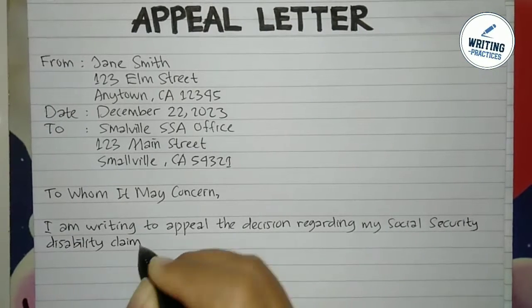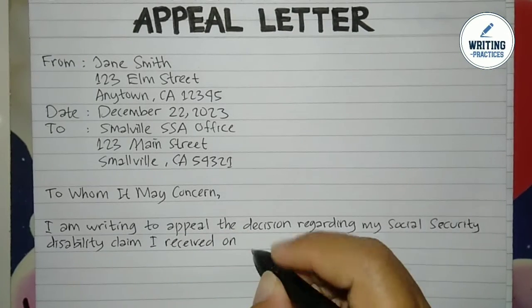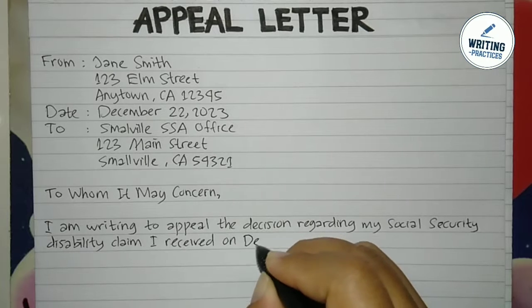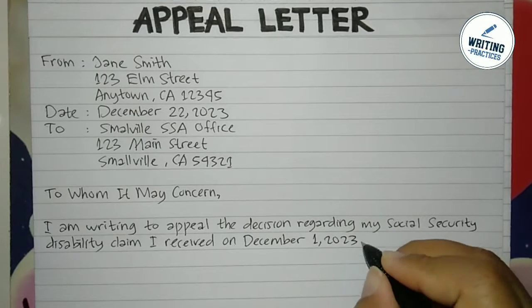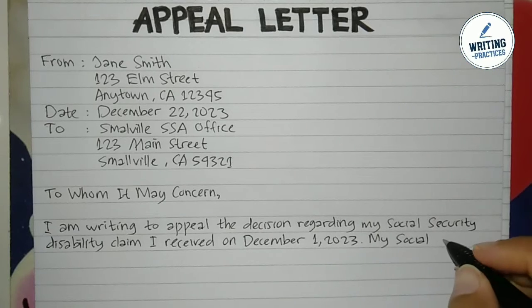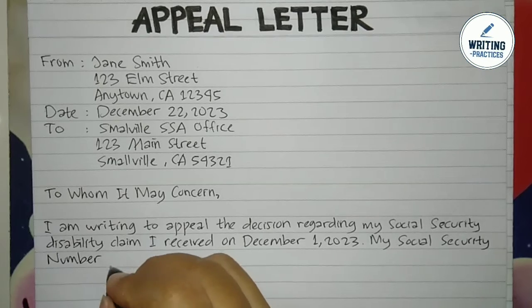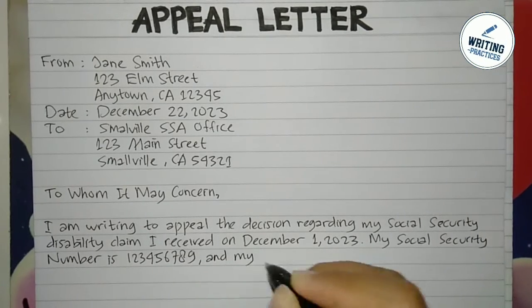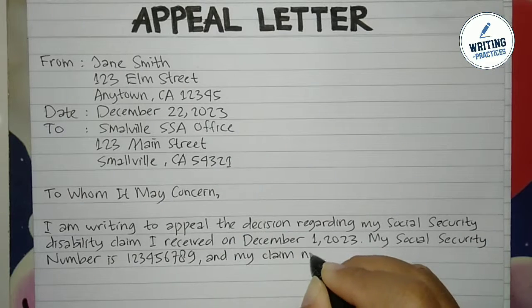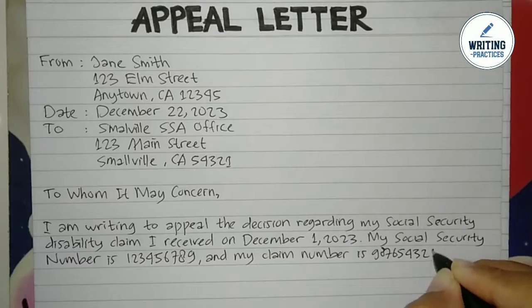Here is the example. "I am writing to appeal the decision regarding my Social Security disability claim, which I received on December 1, 2023. My Social Security number is 123456789. And my claim number is 987654321." Make sure you write all these details in the first paragraph to help the recipient verify your identity faster.